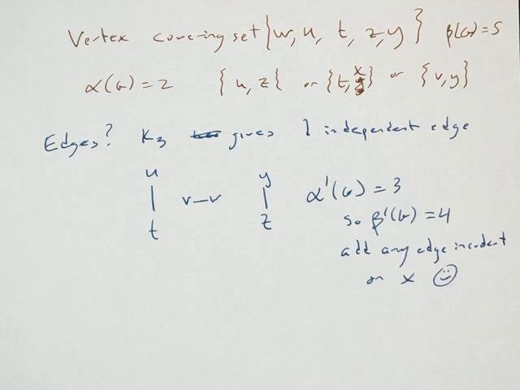So if I'm not dealing with a cycle, a complete graph, or a bipartite graph, there isn't an obvious algorithm to find these things.